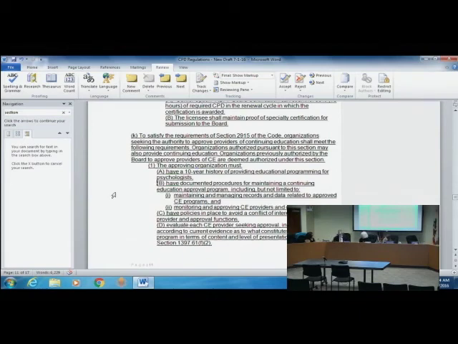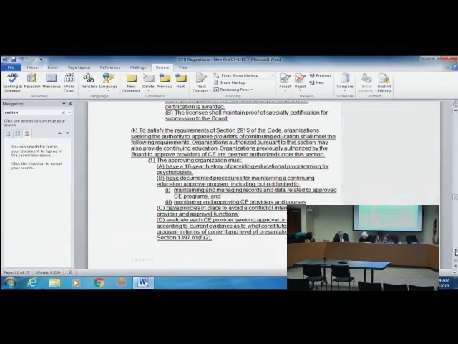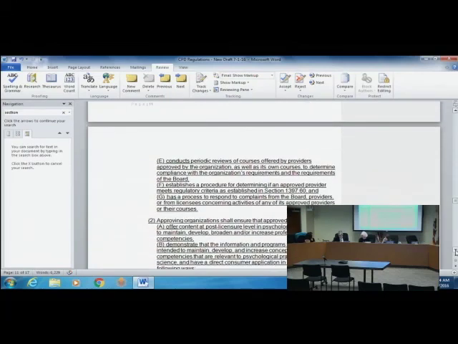Okay. Do these sound all right? Okay. So then let's go on to E, conduct. F, establish. And G, have. I think E gets to that issue of organizations in this category that would also provide their own CE, correct? Mm-hmm.